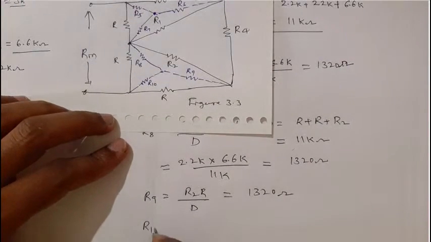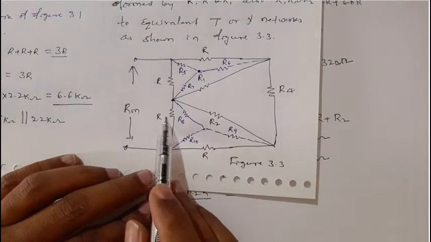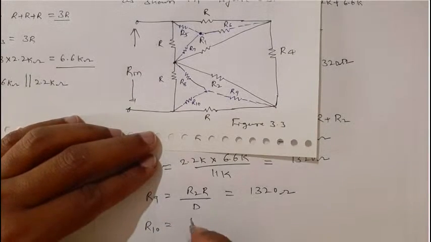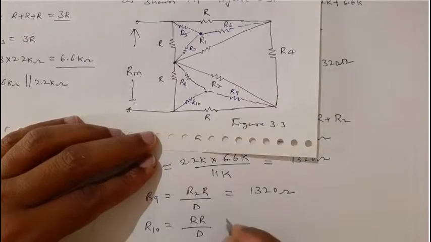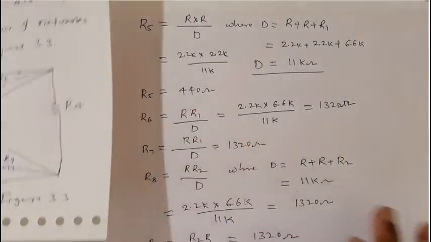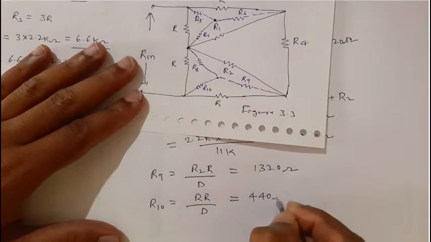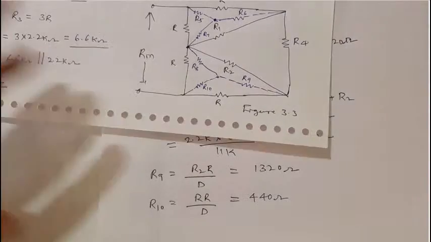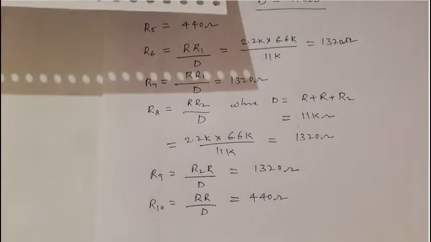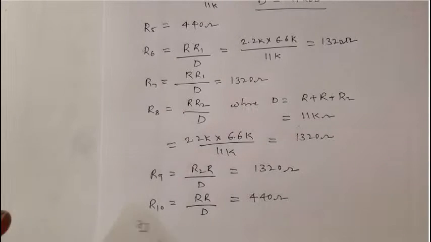And lastly R10. If you see this resistor R10, the two resistors are R and R, so R into R divided by D, which if you calculate you will get equal to 440 ohm. So we have found R5, R6, R7 and R8, R9, R10, the resistors of the T networks.